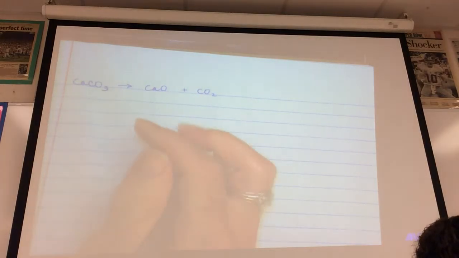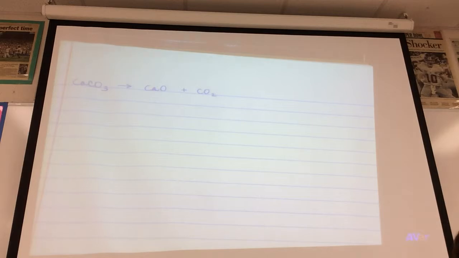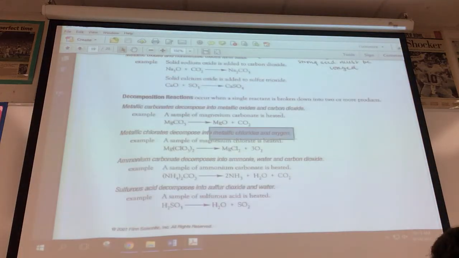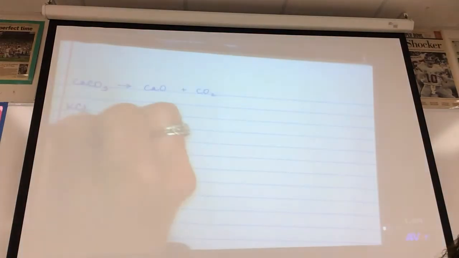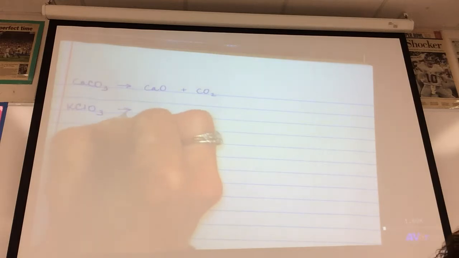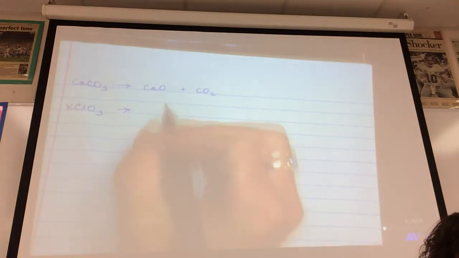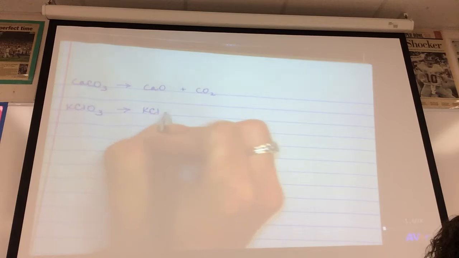If you have a metallic chlorate, you're going to get a metallic chloride and oxygen gas. So if you have a metallic chlorate, you'll get a metallic chloride and oxygen gas. For example, if you had potassium chlorate, what would you get? Oxygen gas.